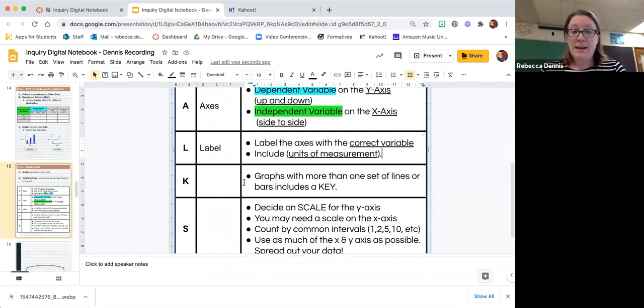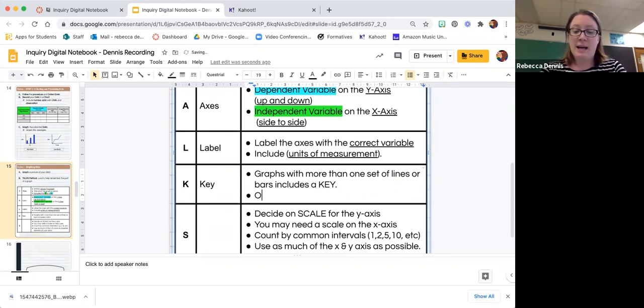All right. Next, the key. Now, I'm going to say right here that I want you to put down that a key is optional. This is only if you don't have enough space or you have more than one piece of data that needs to really be delineated. So if you have a line graph that shows 2 different lines on it with different colors, you're going to want to make a key that says what each color means.